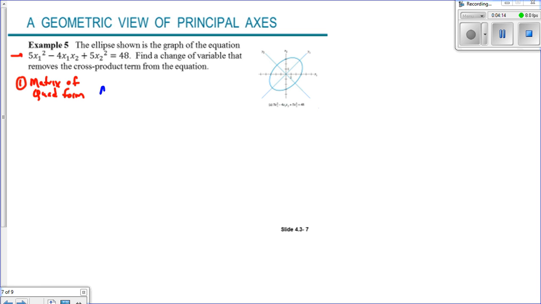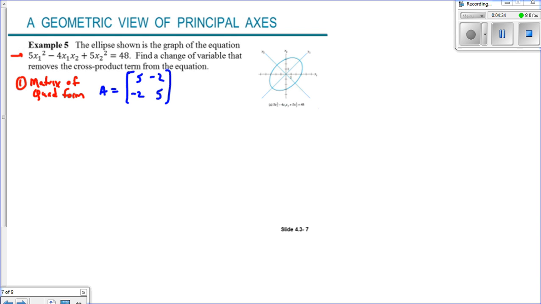Okay, so our matrix A: the squared terms' coefficients go down the main diagonal, and then we split the cross product term in row 1, column 2, and row 2, column 1. So here's our matrix of the quadratic form as it is here with x's.